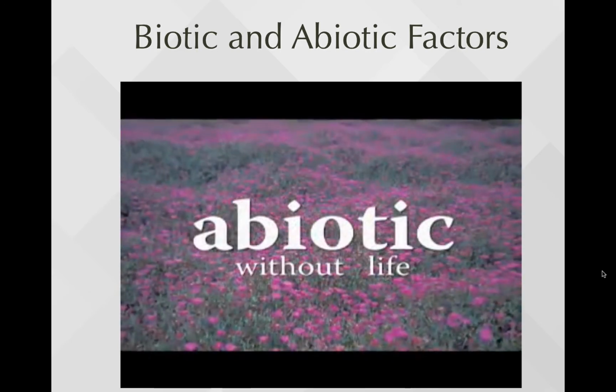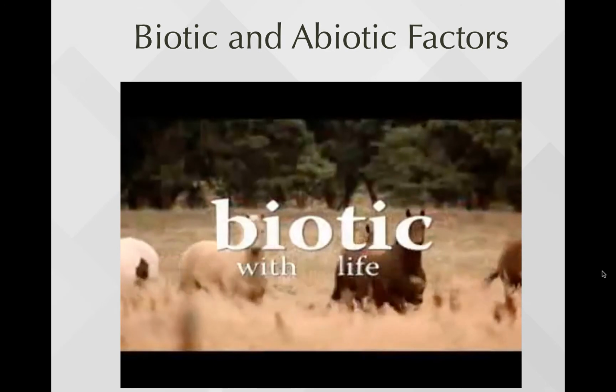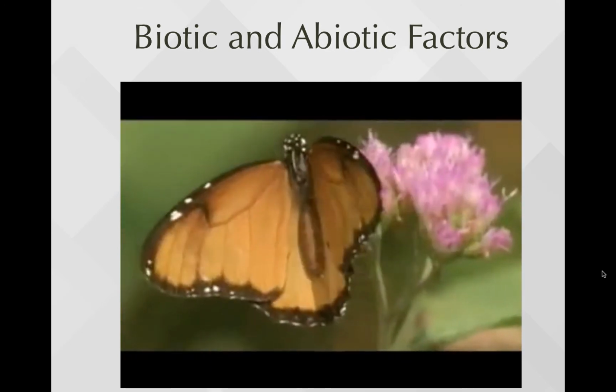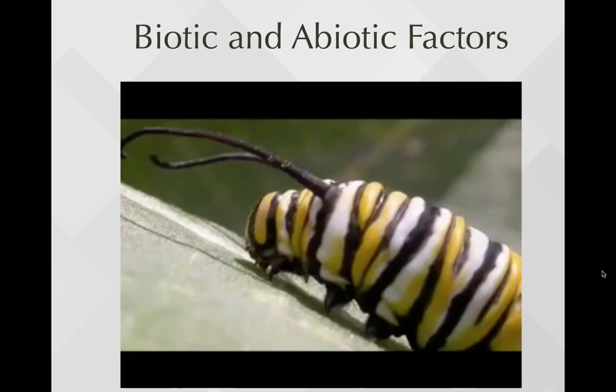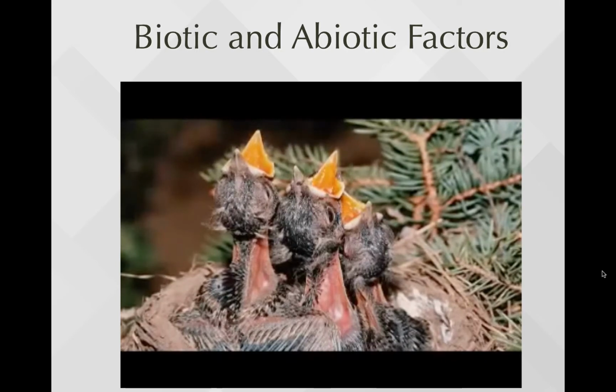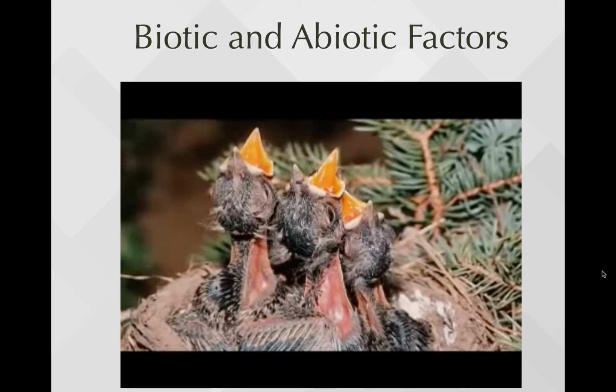And if abiotic means without life, then biotic factors are the living organisms in a plant's environment. A butterfly pollinating a flower, a monarch caterpillar munching on a leaf, and a robin's nest in a tree are biotic factors.